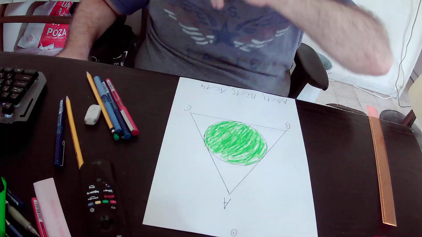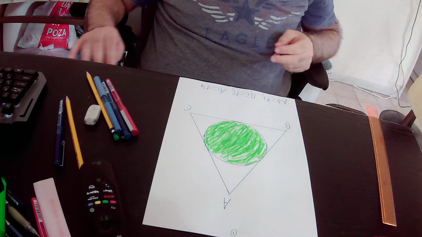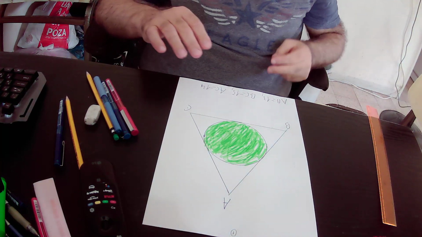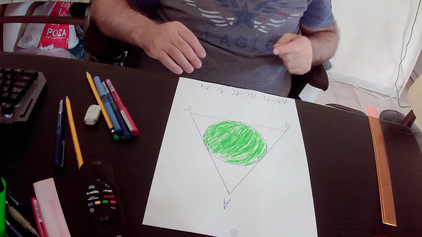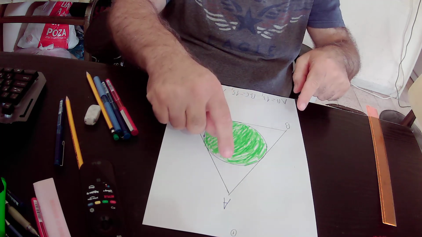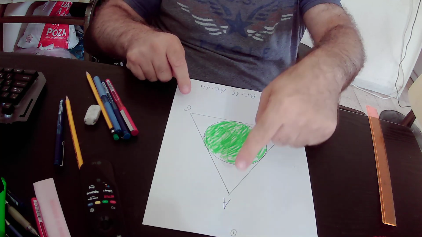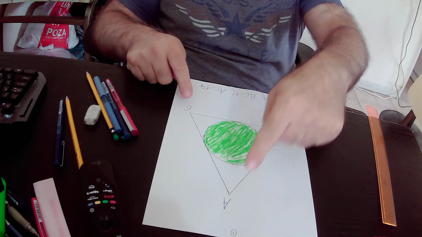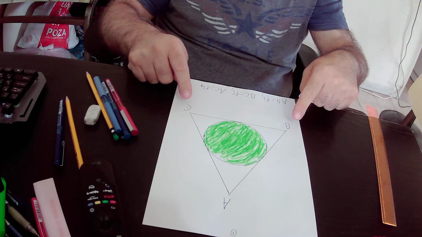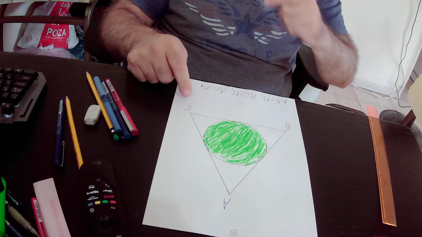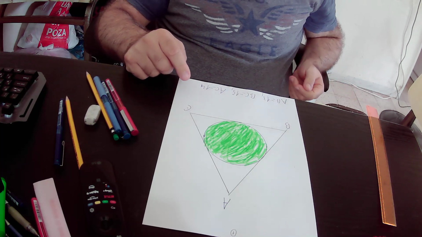Hello, in this lecture we will find the area of the green circle. In the drawing we have triangle ABC. Side AB of triangle ABC equals 13 units, side AC equals 14 units, and side BC equals 15 units.